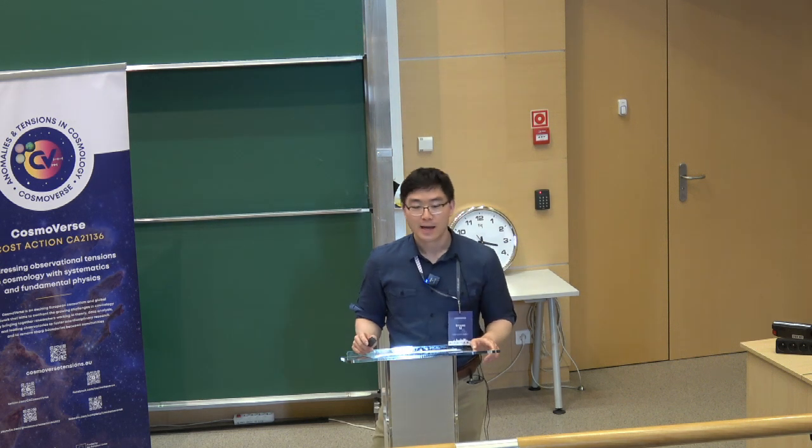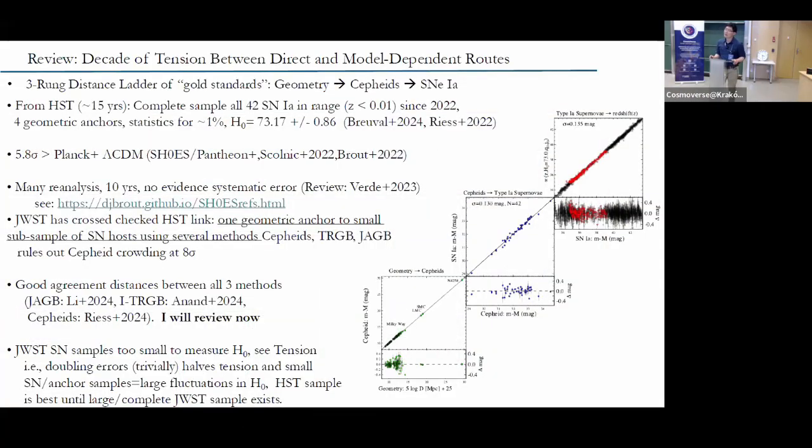We then in turn use that to measure distances to galaxies further in the Hubble flow to measure the Hubble constant. And over roughly the past 15 years, the Hubble Space Telescope has allowed us to calibrate roughly 32 type Ia supernovae using 4 geometric anchors. And this allows us to reach almost a 1% measurement of H0. Now this value is in almost 6 sigma tension with the Planck Lambda CDM model. All of this data is public, and there have been many reanalyses of this data. At the moment, there's no evidence of some systematic error in this analysis that might solve the Hubble tension.